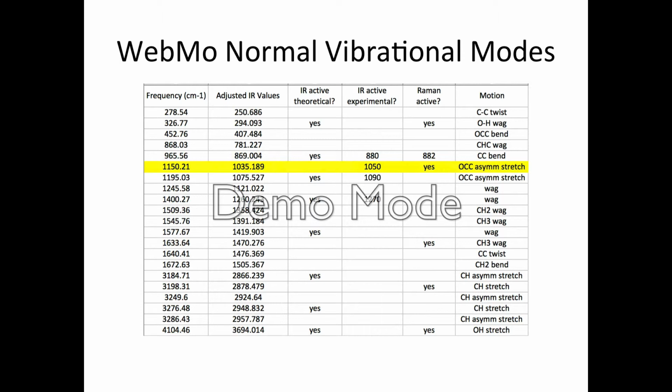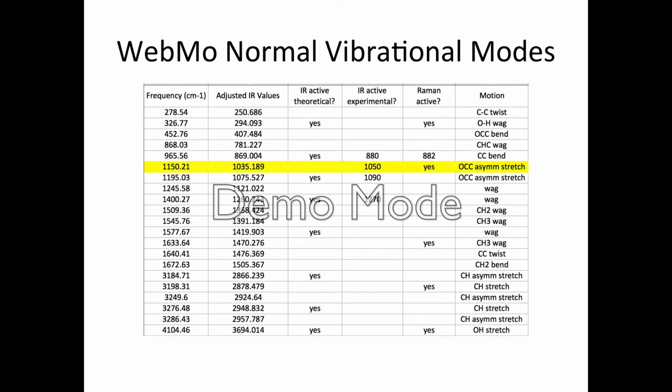For the Raman spectrum, we measured the peak heights at 882 wave numbers. We probably should have done them both at the same frequency, and maybe we could have picked a frequency that was both IR active and Raman active and measured them at the same frequency.